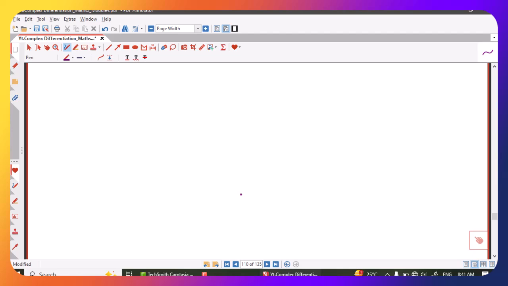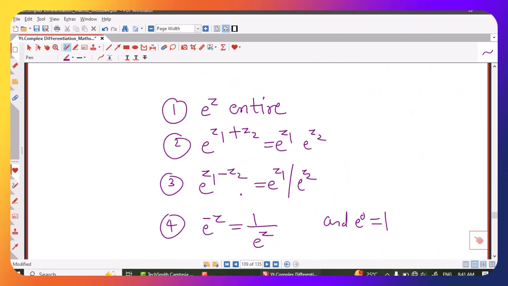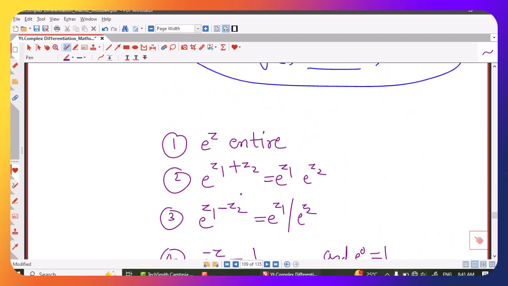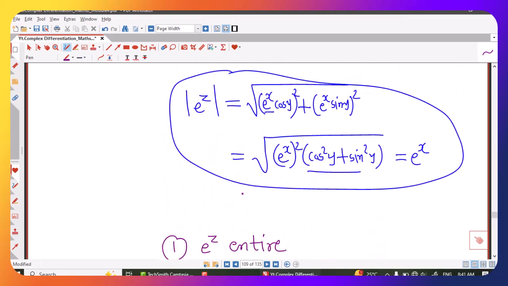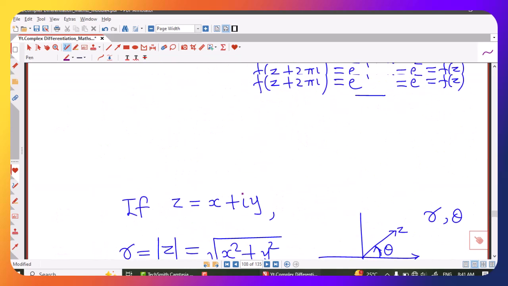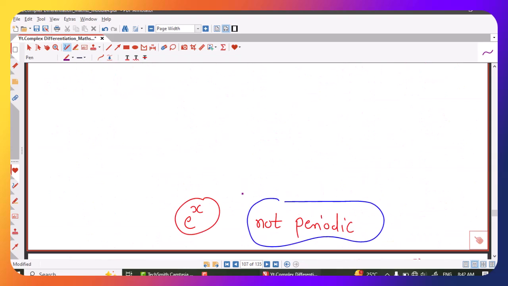So these are the properties of the exponential function. They can ask you to prove the properties also, and we have seen that very easy proofs are there for all the properties.